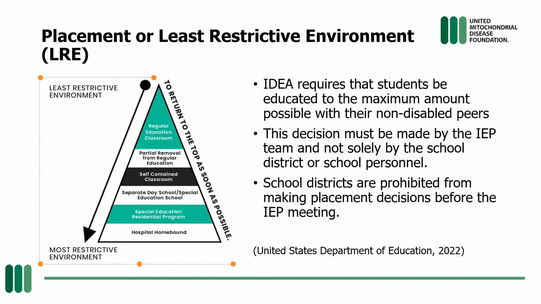And that doesn't mean that we don't sometimes need other supports, but the law does require that we continue to work towards that educational independence. But this decision must be made by the IEP team and not solely by the school district or school personnel. There's something very specific in the law. It's called pigeonholing. And pigeonholing is when you go into an IEP meeting and they've made all the decisions about where the child should be without your information. They have not considered your opinion or your thoughts on that placement. And pigeonholing is against the law.